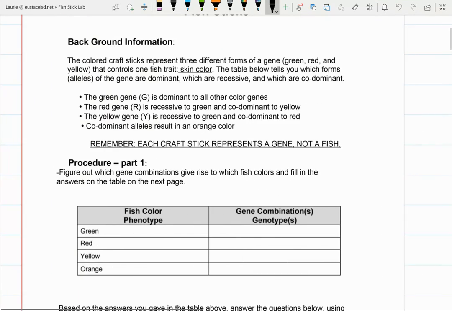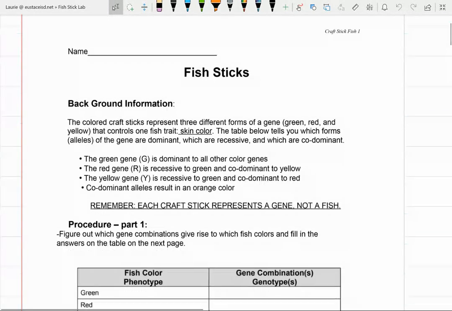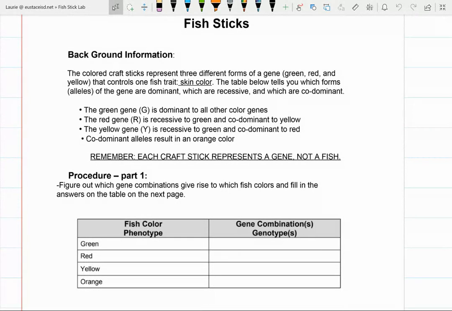Okay, so in this video, I'm going to go over the fish sticks lab with you, or at least the first part of it. It says the colored craft sticks represent 3 different forms of a gene, green, red, and yellow, that controls one fish trait, which is the skin color. The table tells you which forms or alleles of the gene are dominant, which are recessive, and which are codominant.